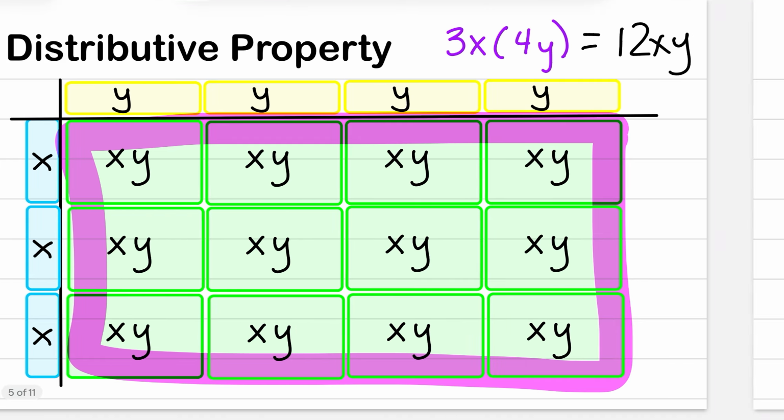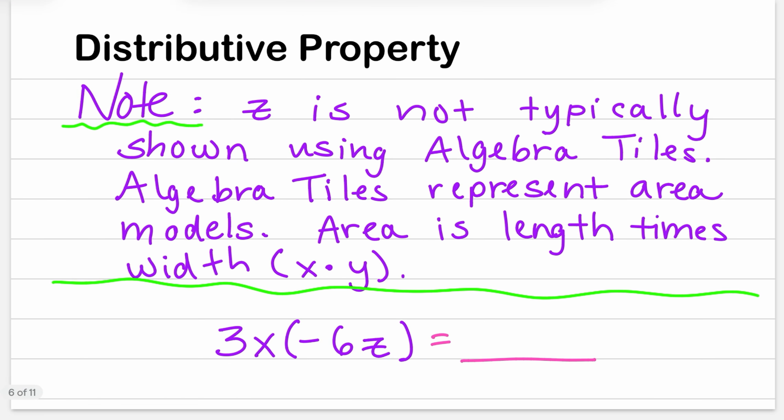Algebra tiles are typically area models, which would be length times width, so x times y. So z is not going to be shown using algebra tiles. What I will do is take the 3x times the negative 6z, and that gives me negative 18xz.